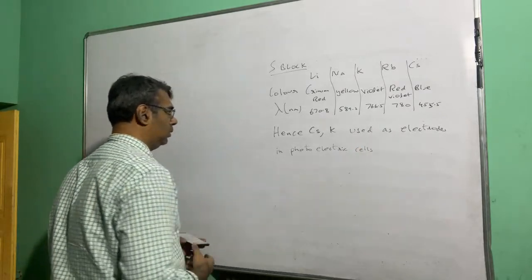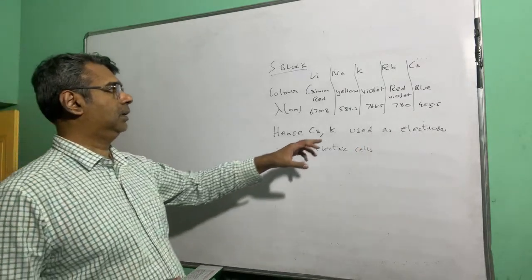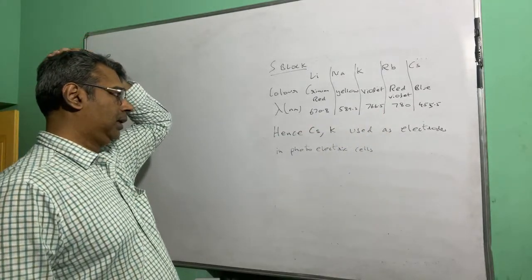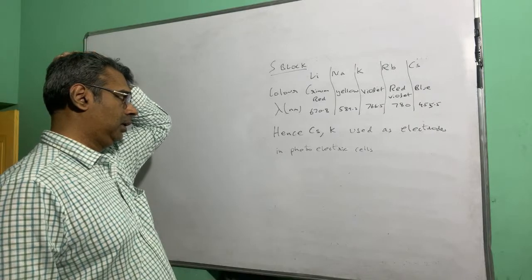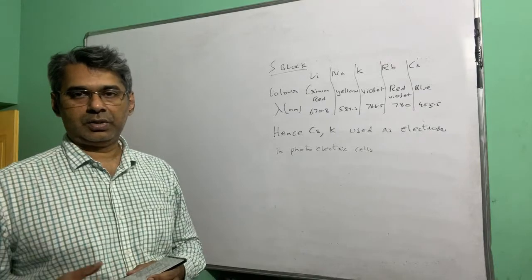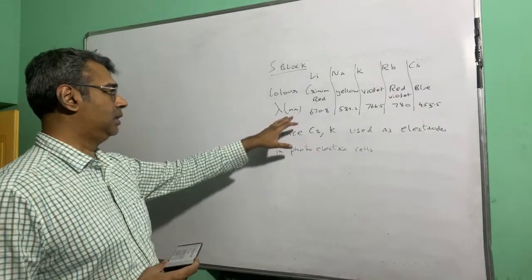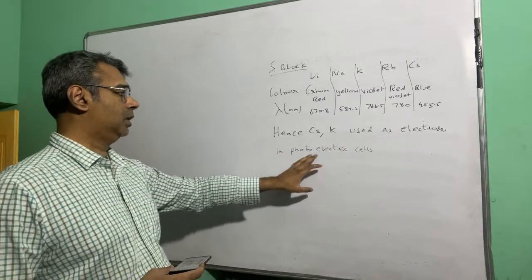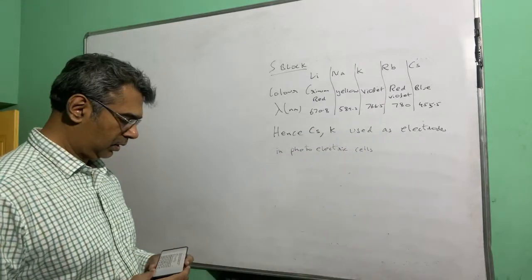Okay, then we come to the fact that cesium and potassium are capable of having the outermost electron excited, and that's why they have this characteristic color. So cesium and potassium are used as electrodes in photoelectric cells because of this.